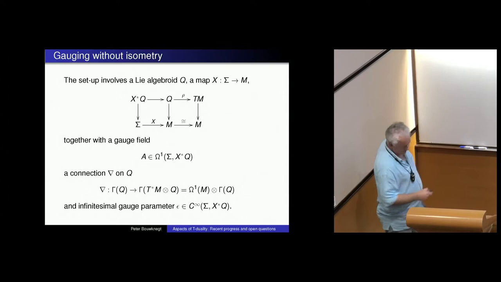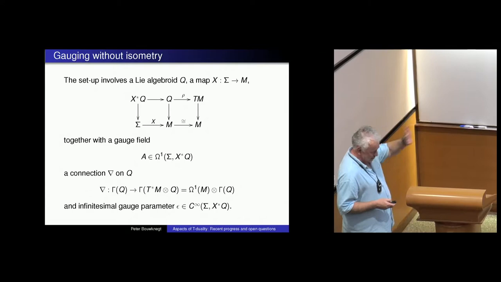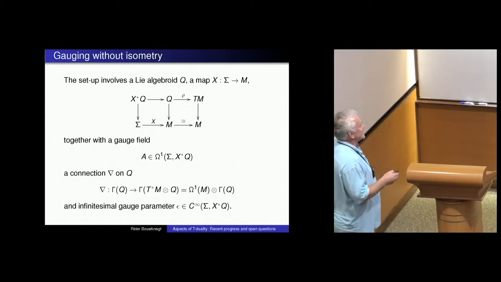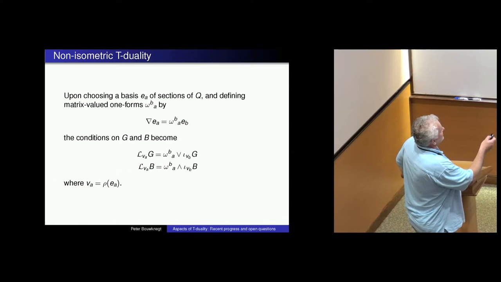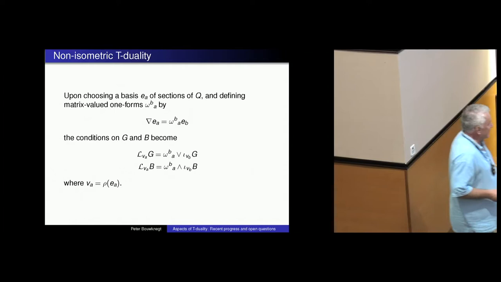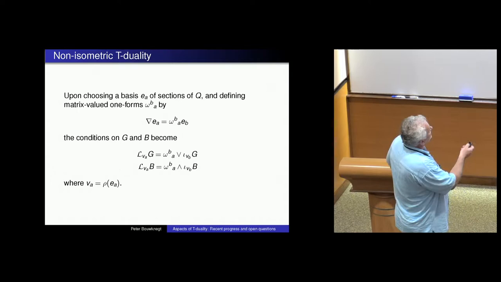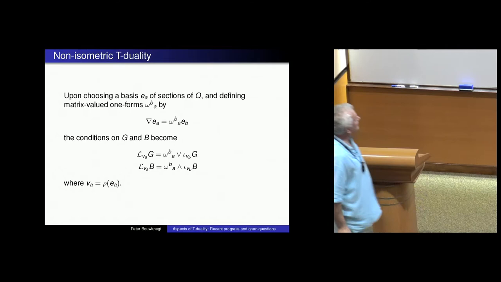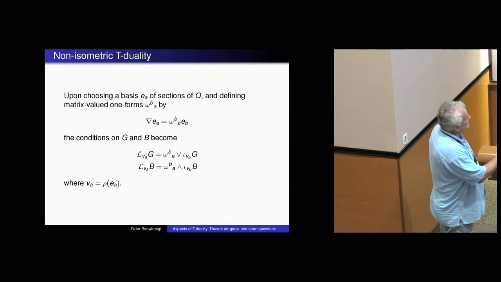So again, I'm not going to keep talking in this abstract language. I could write down my action in terms of these abstract connections, etc. But I'm going to introduce a particular basis. Any basis, I just take a basis of sections of Q. I define my connection one forms just by differentiating the basis. And I claim if I do that, then I'm able to gauge my corresponding model provided G and B are not, well, not necessarily invariant under the set of vector fields, but actually have the following form. So this is the wedge and this is the symmetric part of the product of differential forms. And my vector fields are just the images of my section over here to the vector fields over there.